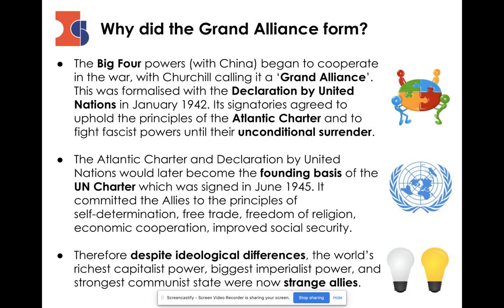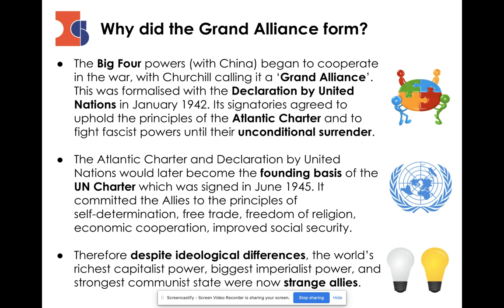So the powers, the US, the UK, the USSR, and along with China, they began to cooperate in the war. Churchill started calling it a Grand Alliance, and the name stuck. This alliance was formalized with a key document, the Declaration by United Nations in January 1942. And the people that signed this document, they all agreed to uphold the principles of the Atlantic Charter, democracy, self-determination, and others, and to fight fascist powers until their surrender.